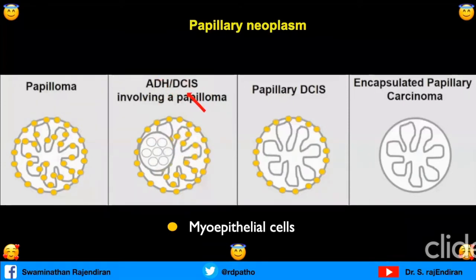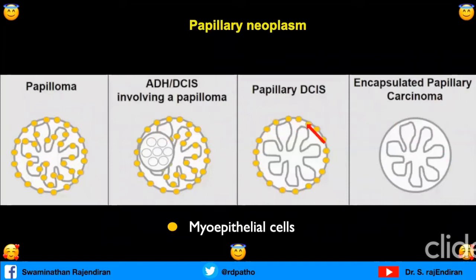But what you have to remember is, in ADH and DCIS involving a papilloma, myoepithelial cells are seen in the center in part of the lesion, whereas when you call papillary DCIS, myoepithelial cells are not seen in the center. Then when do you call encapsulated papillary carcinoma? Myoepithelial cells are not seen in the periphery as well as in the center. So this is a classic cartoon image that tells a lot of points. Myoepithelial cells in the center or in the periphery. If they are not present in a papillary lesion, either in the center or in the periphery, it is encapsulated papillary carcinoma.